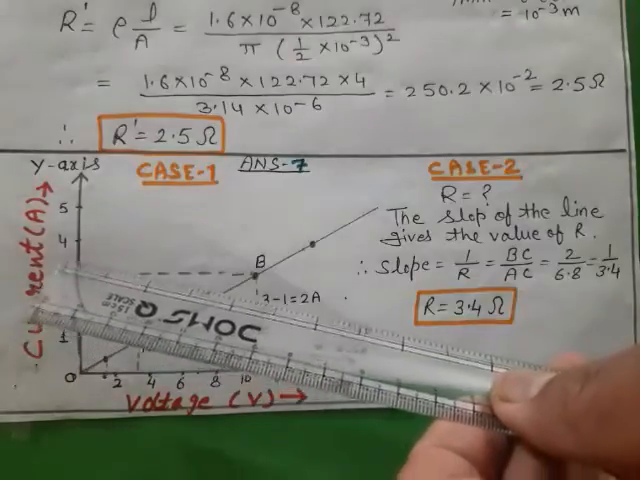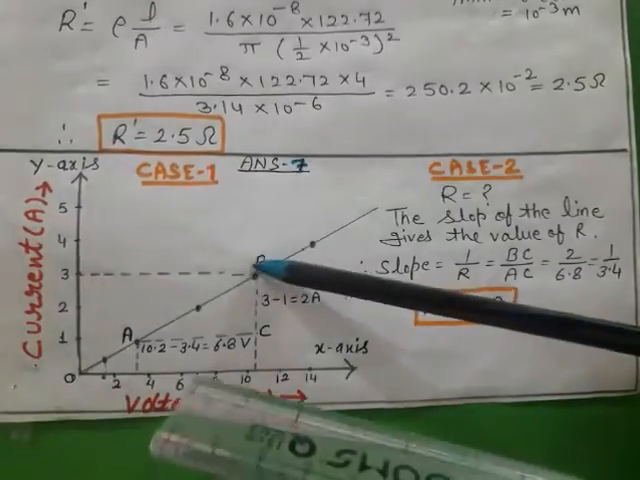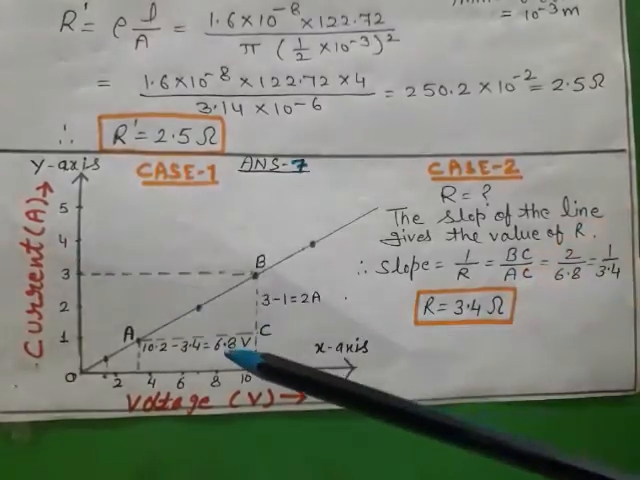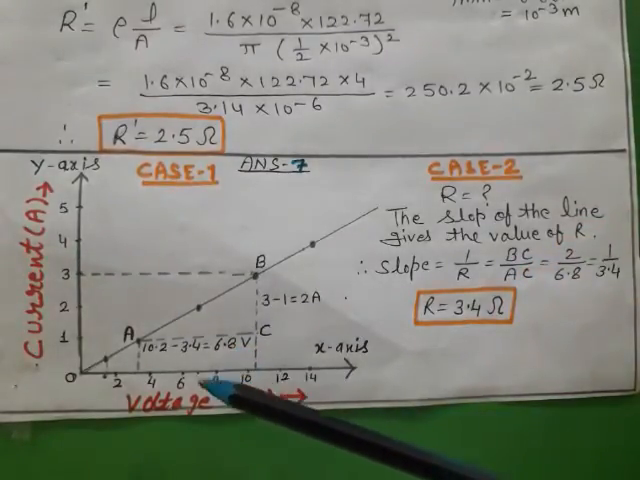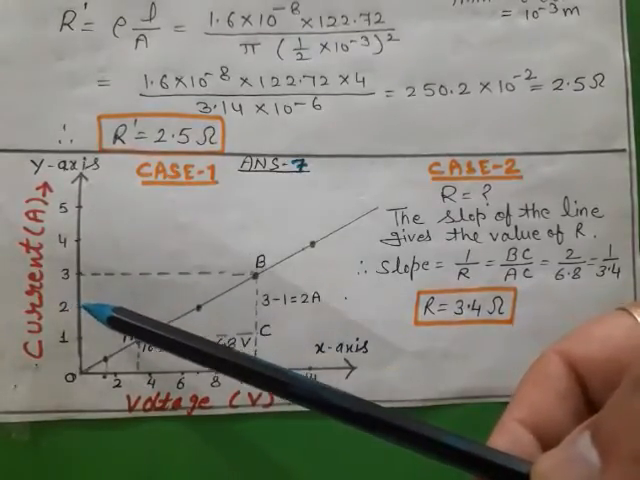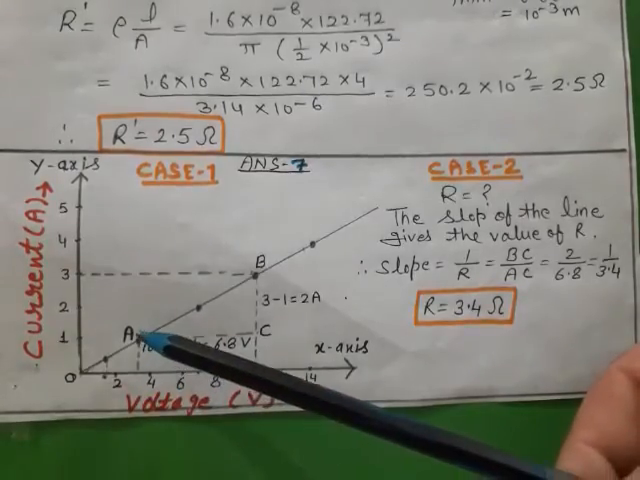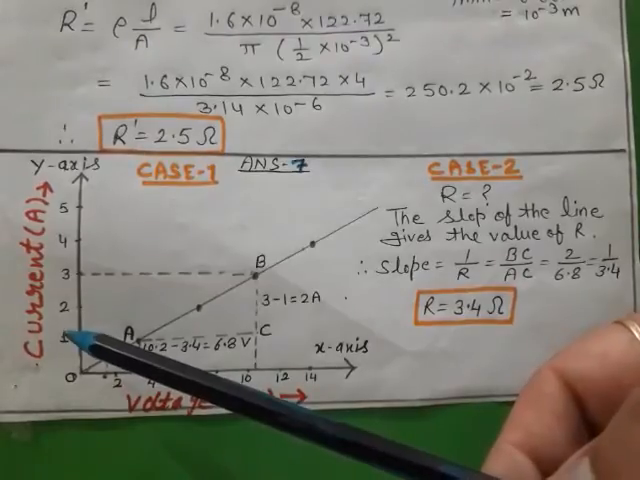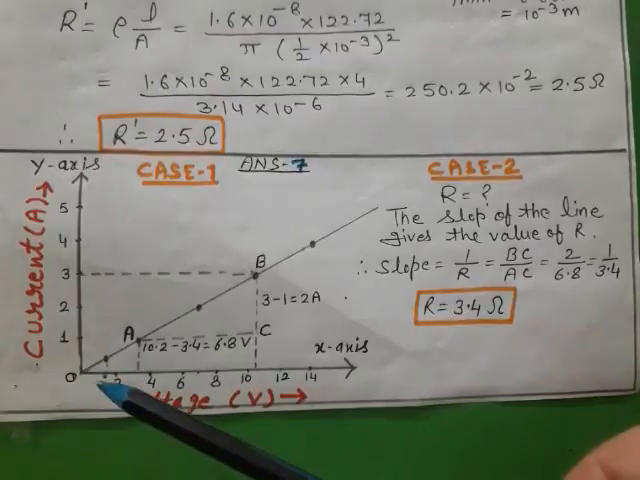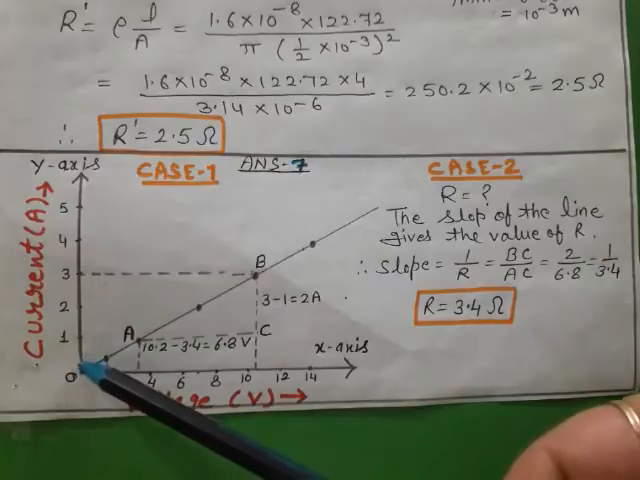And when the value of potential difference is 10.2, the value of current is 3 ampere. And when the value of potential difference is 6.7, the value of current is 2 amperes. And when the value is 3.4 volt, the value of current is 1 ampere. And with respect to 1.6 volt, the value of current is 0.5 ampere.